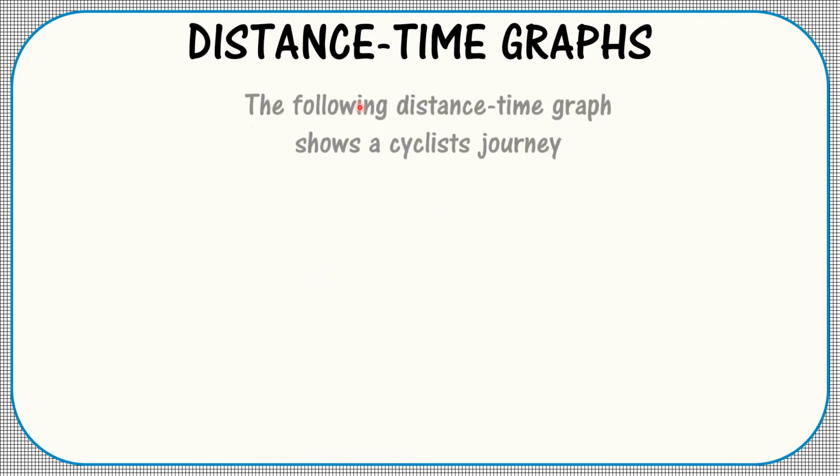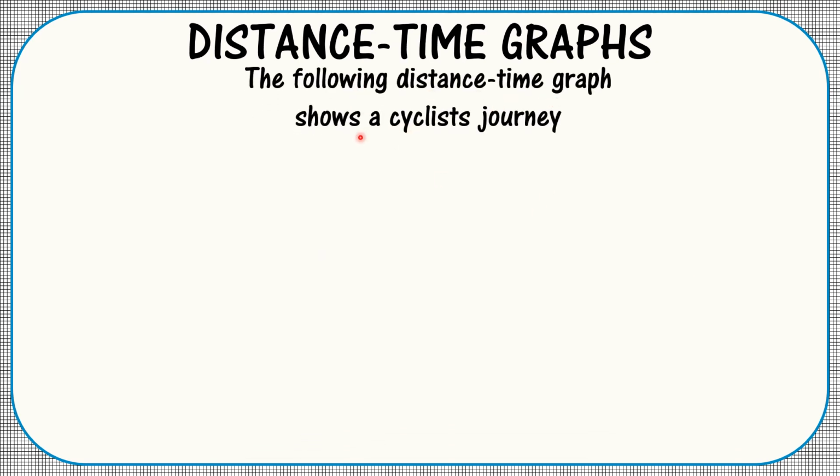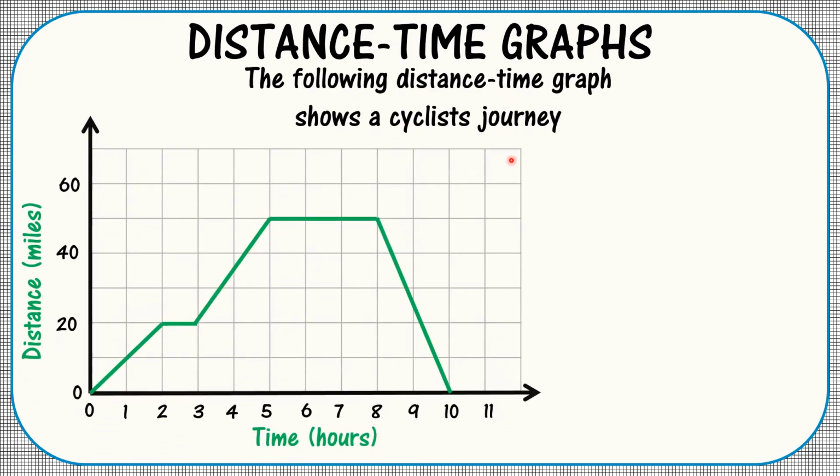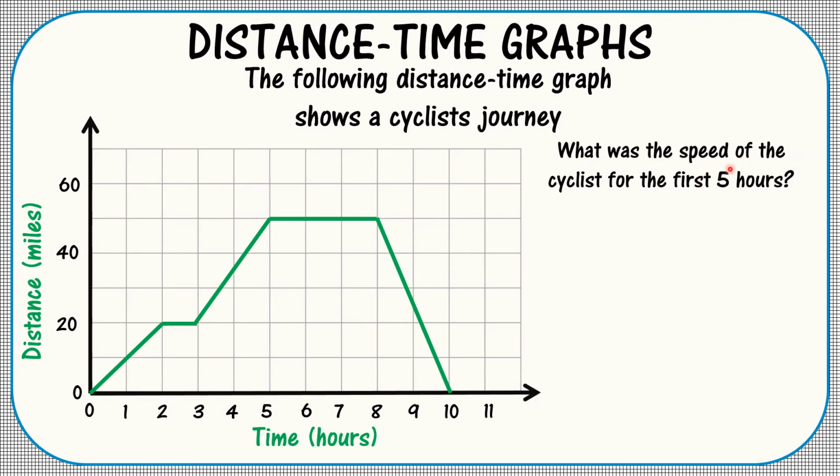Let's go through another example. The following distance time graph shows a cyclist's journey. Again, we have time, which is in hours. We have the distance, which is in miles. What was the speed of the cyclist for the first 5 hours?